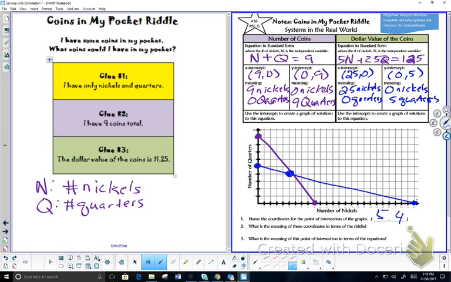5 nickels and 4 quarters is $1.25. You've got to include all of it. So 5 nickels and 4 quarters is $1.25, which is 25 cents for the nickels and a dollar for the quarters. And what's the other part of the riddle? 9 coins. With 9 coins. I like it.